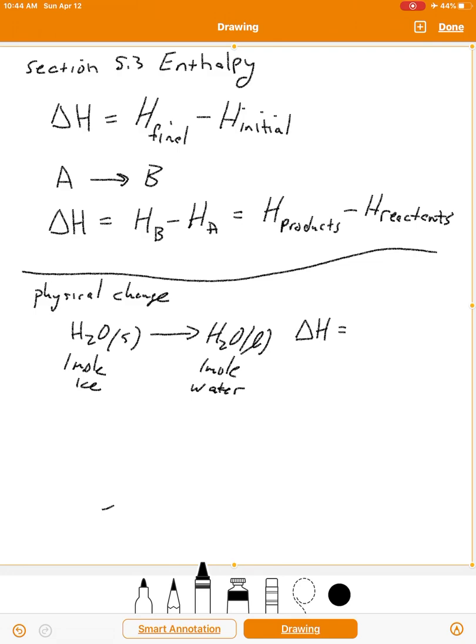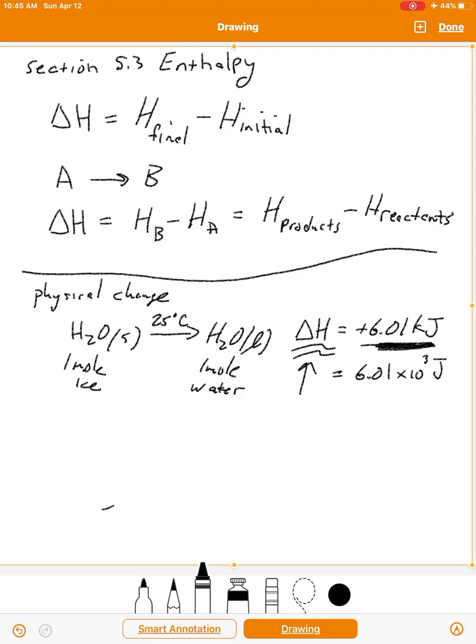And at room temperature, it's 6.01 kilojoules. That's the amount of energy associated with melting a mole of ice. And the energy change, we're going to use delta H to represent that energy change. The amount of energy it takes to melt a mole of ice into liquid water at room temperature, 25 degrees C, is 6.01 kilojoules. And remember, kilo is 1,000, 10 to the third. So this is 6.01 times 10 to the third joules, 6 kilojoules or 6,000 joules.